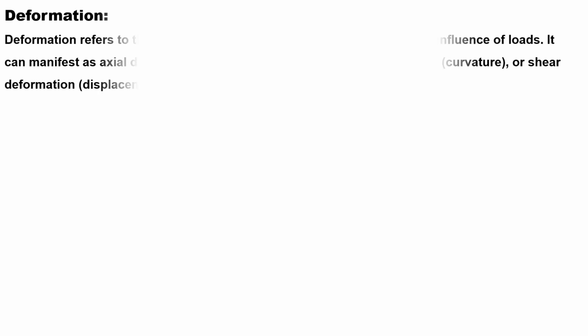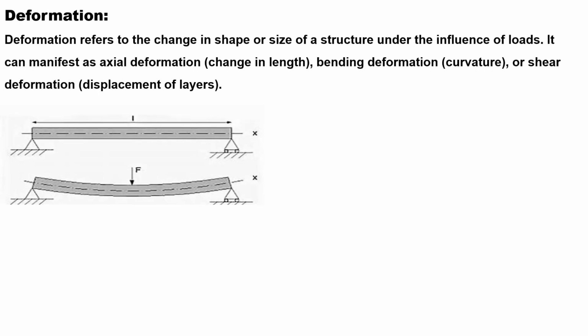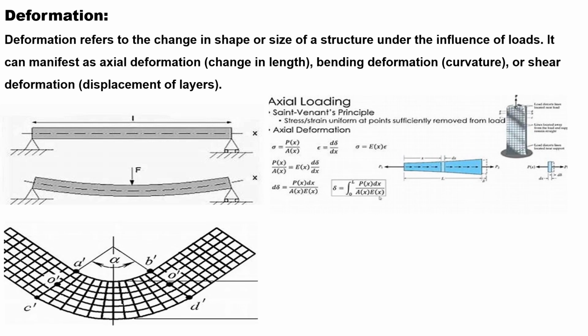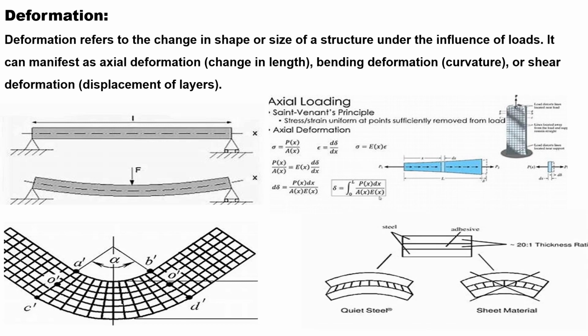7. Deformation. Deformation refers to the change in shape or size of a structure under the influence of loads. It can manifest as axial deformation, change in length, bending deformation, curvature, or shear deformation, displacement of layers.